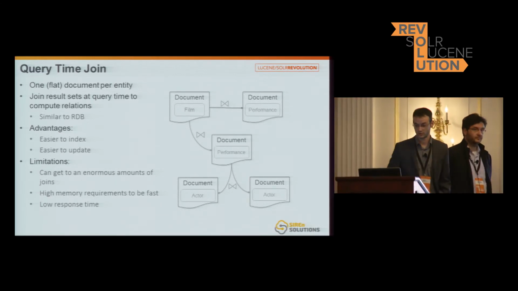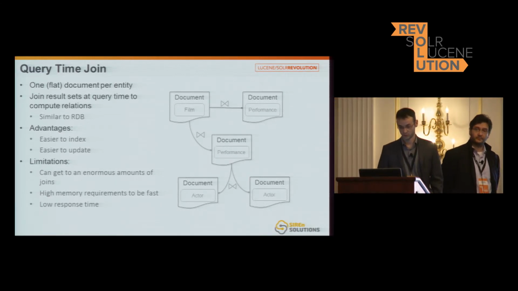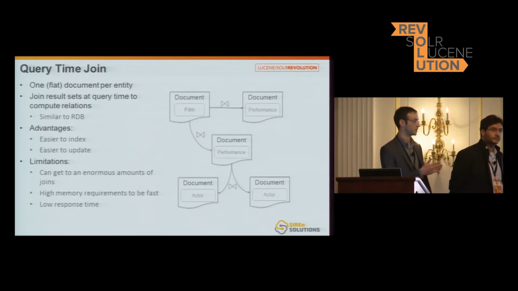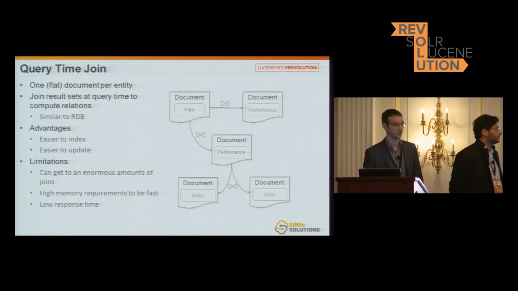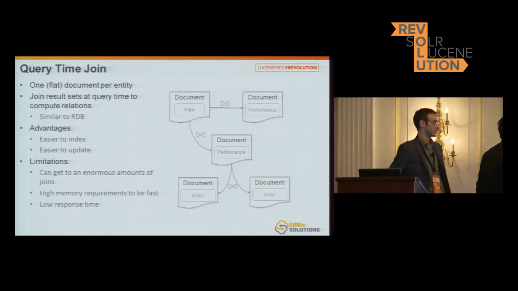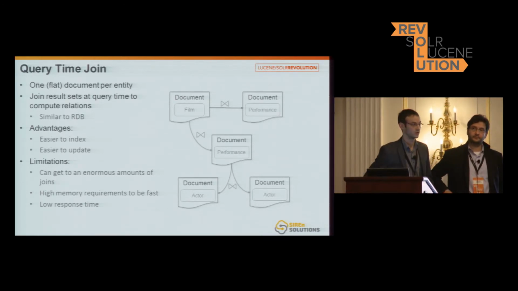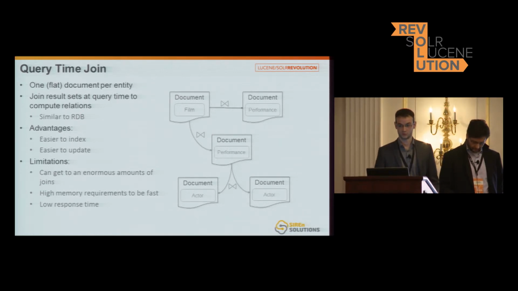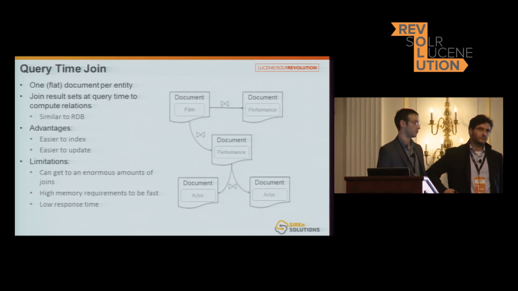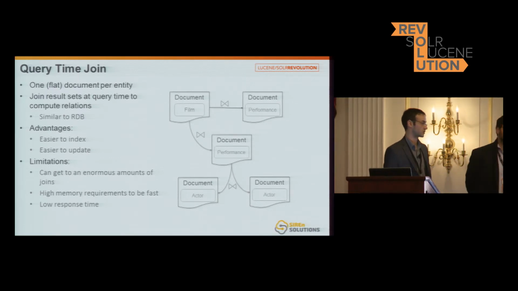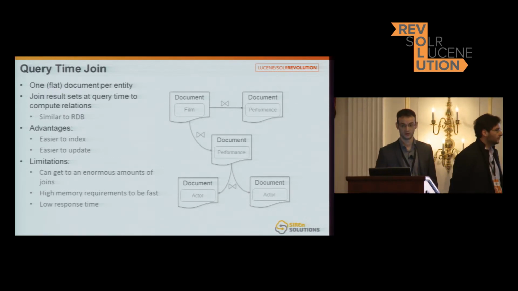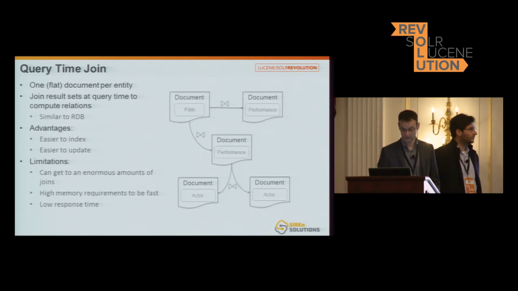So how does query time join work? You have one flat document per entity. For example, you have one entity for a film, for each performance, for each actor, and then at query time, you perform the join to compute the relation between the entities. The advantage is that it is easy to index and to update. The problem is that if you look at this knowledge graph schema, you will quickly end up with a huge amount of joins to perform. And if you want reasonable response time, you will have to load loads of data in memory, so you will have high memory requirements.